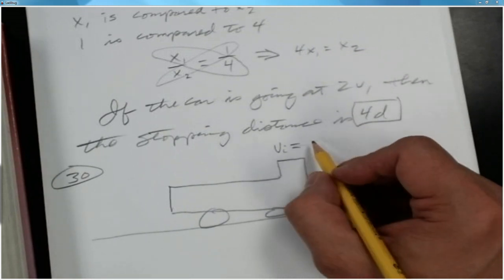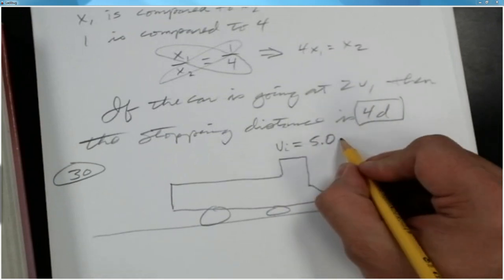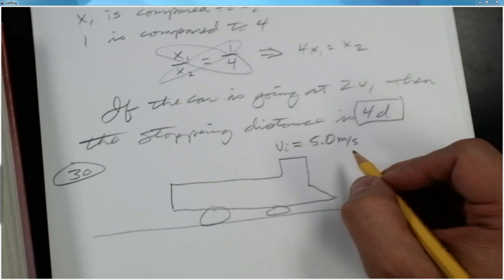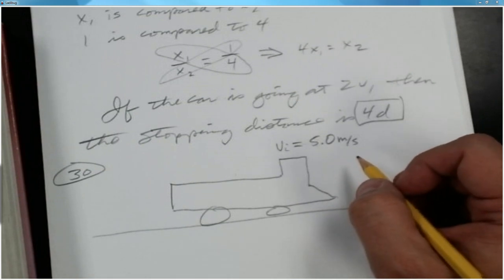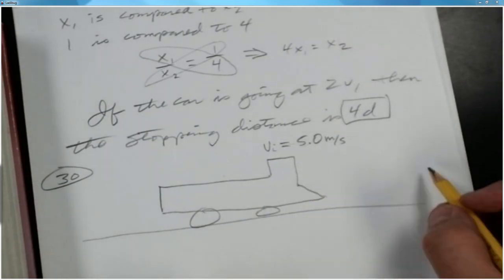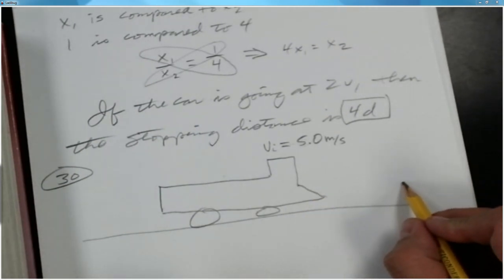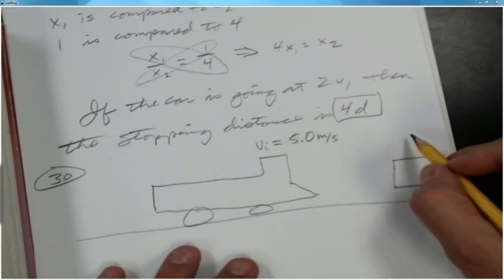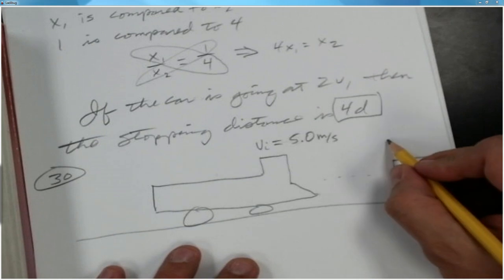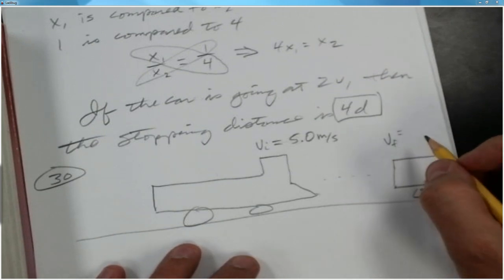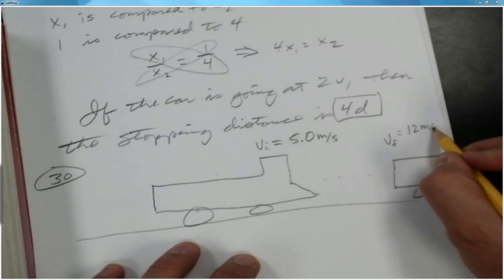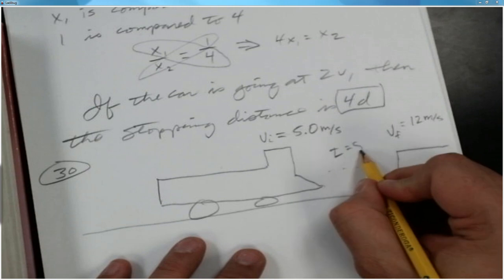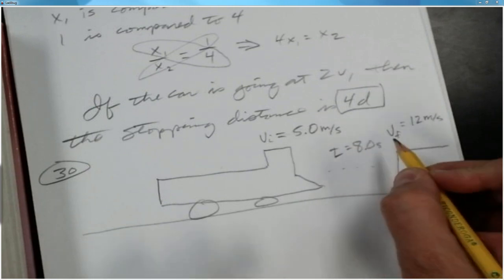Okay, so the initial is 5.0 meters per second. Once free of this area, it speeds up to 12 meters per second in 8 seconds. Okay, so here's the back of the train. I'm not drawing the whole thing because I've run out of paper. So VF is going to be equal to 12 meters per second. All right. And the time it takes is 8.0 seconds.